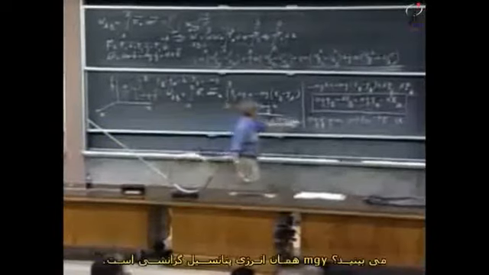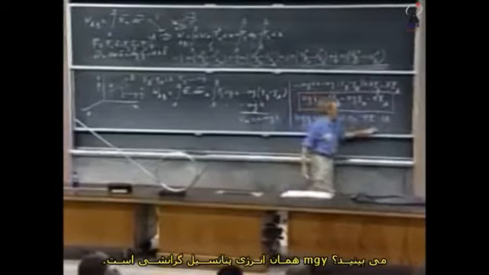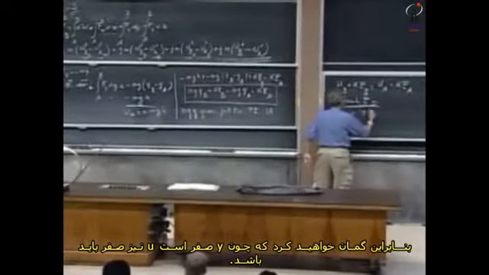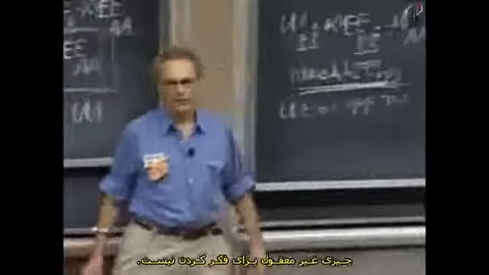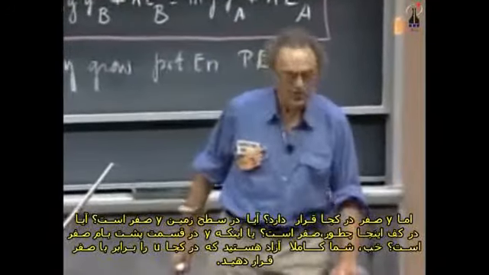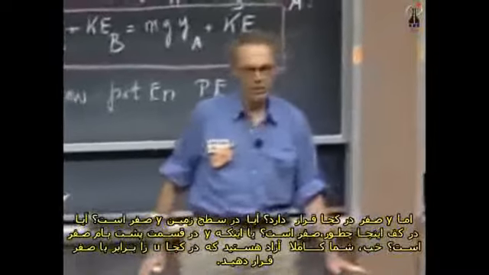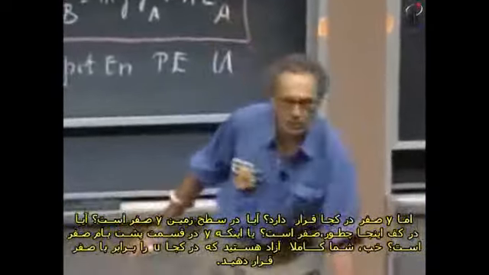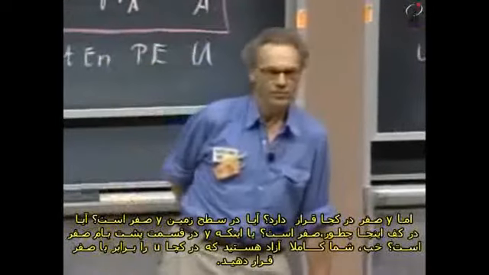You see, mgy is gravitational potential energy. So you would think that U is zero when y is zero. Not an unreasonable thing to think. But where is y zero? Is y zero at the surface of the Earth? Or is y zero at the floor of 26-100? Or is y zero here? Or is y zero the roof?